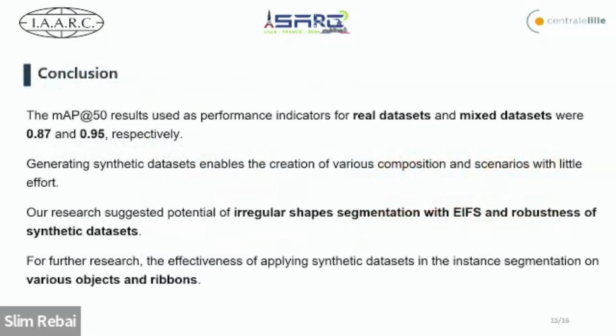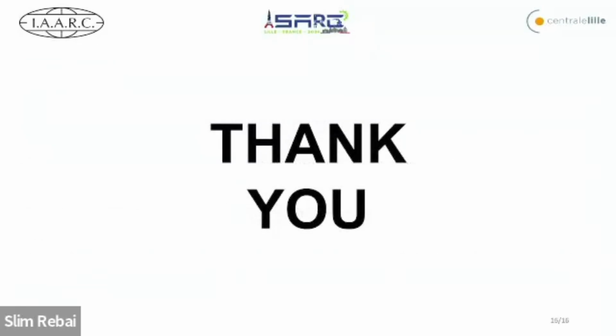Here's our conclusion. First, the mAP at 50 of real and mixed was 0.87 and 0.95. Second, generating synthetic datasets has advantages, and we did an analysis of effectiveness on the irregular shape of EIFS with a synthetic dataset. For future research, various objects and classes of ribbon and dab will be conducted. Thank you for listening.